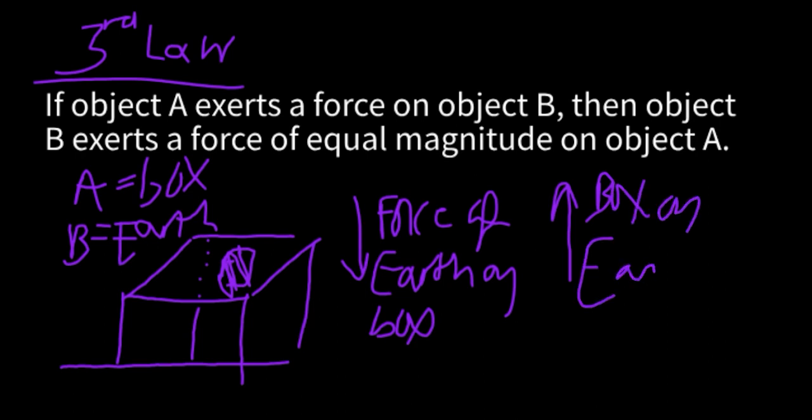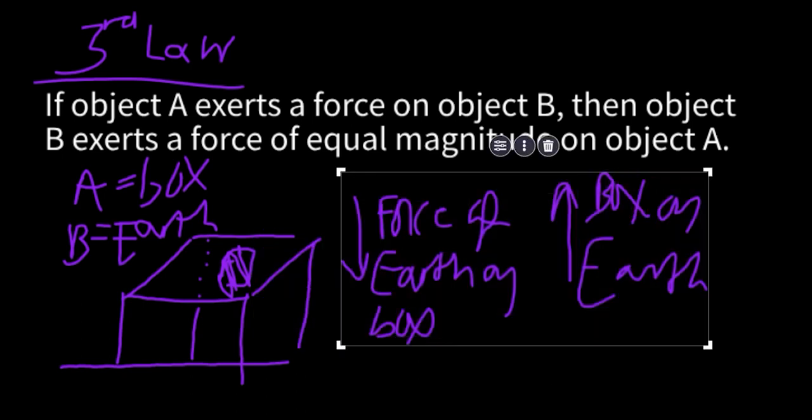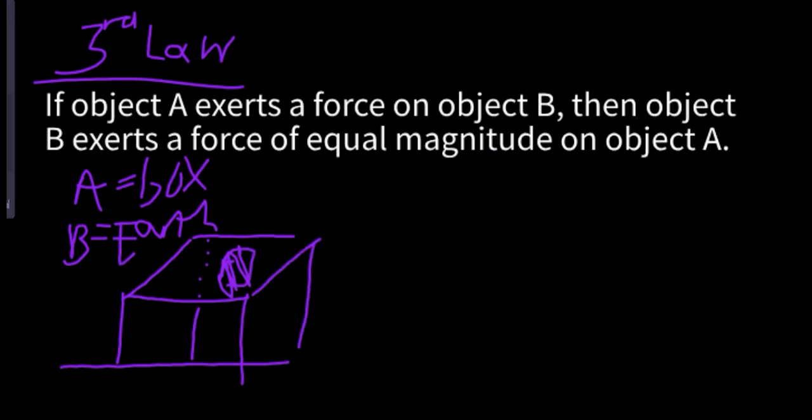And there is a really quick and easy way to figure this out. So I'm going to get rid of this. We know, you're given the force of the earth on the box as F sub EB. Then you can think of the reaction force: you just switch the subscripts. So now we have F sub BE.